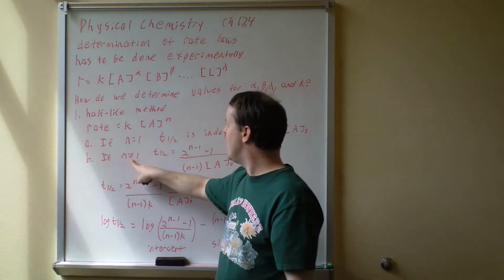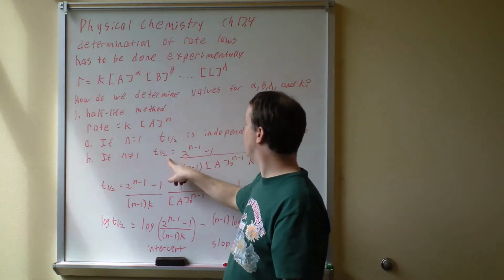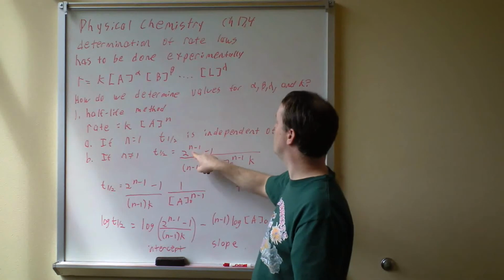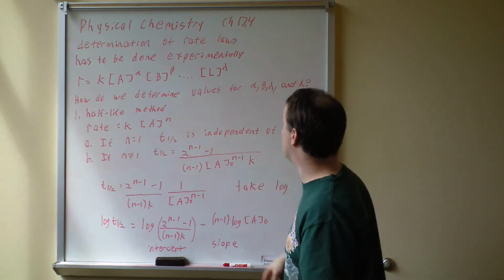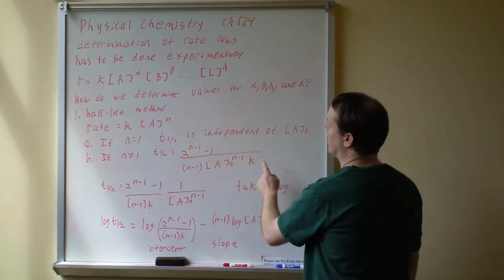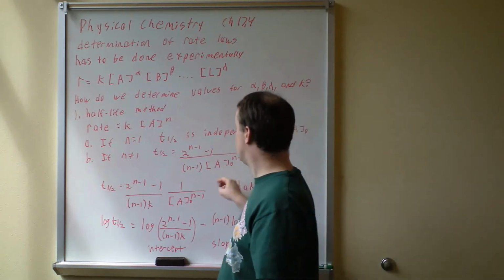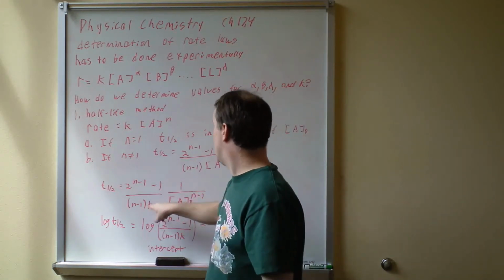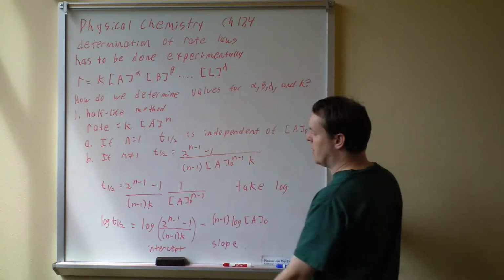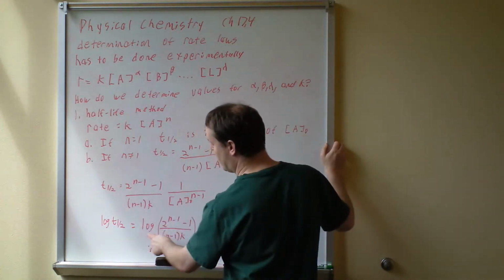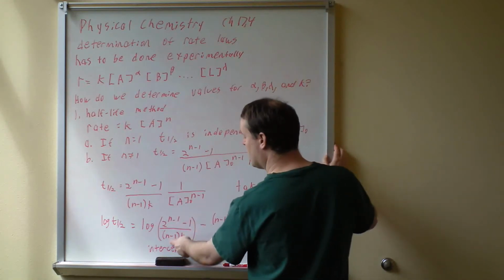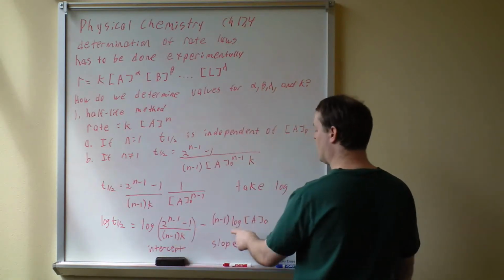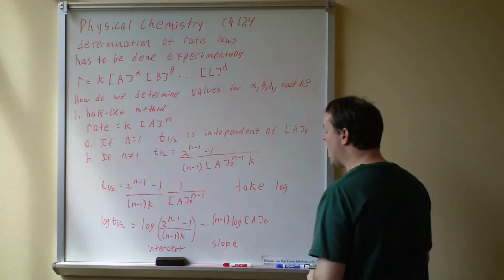On the other hand, if N is not equal to 1, we derived last section that the half-life is equal to 2 to the N minus 1 over N minus 1 times the initial concentration of A to the N minus 1 over K. So what we want to do is split this out, and then take the log of that. So we get the log of the half-life is equal to the log of 2 to the N minus 1 over N minus 1 K, minus N minus 1 times the log of A naught.